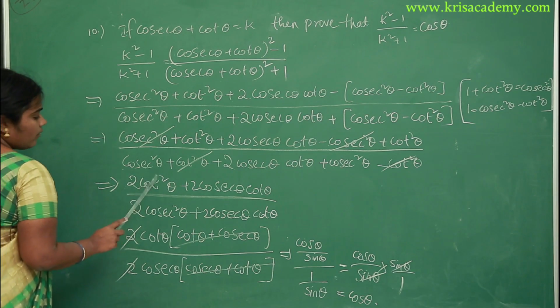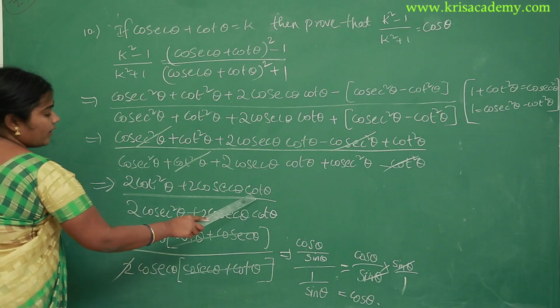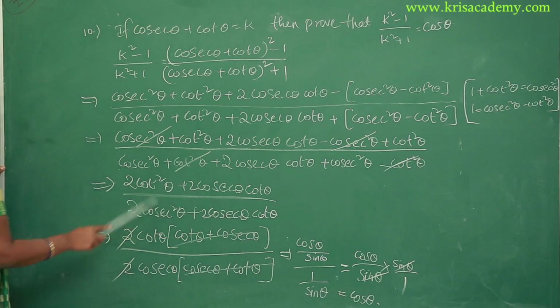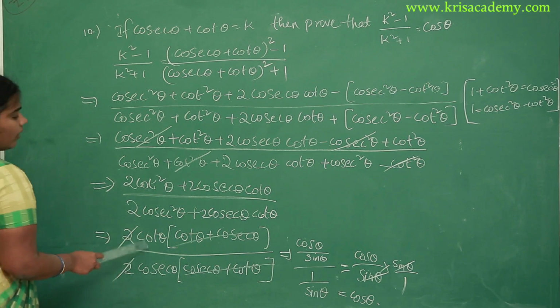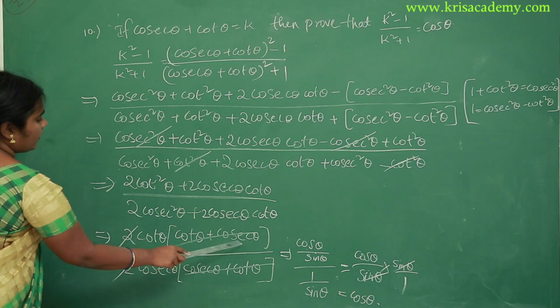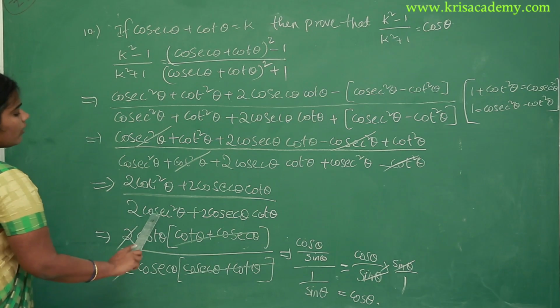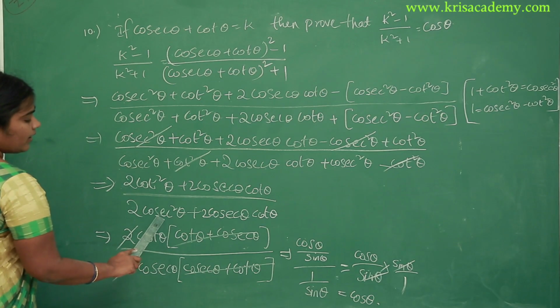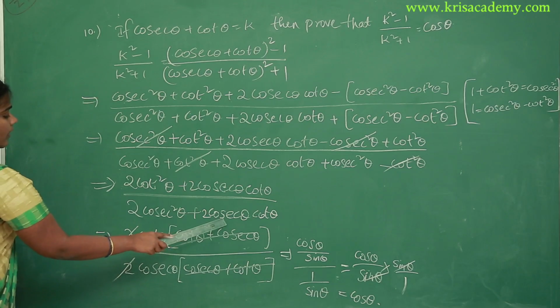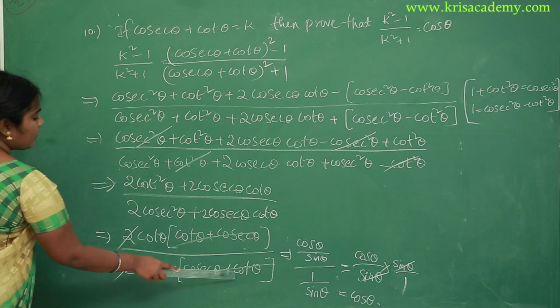Now carefully observe cot square theta. Here cot is present 2 times, here cot is present 1 time. So minimum 1 time is there, so we have written it outside 1 time. Inside it is cot theta, and what is the balance term? Cosecant theta. This is your numerator. Denominator, already 2 we have written. Now cosecant square theta: cosecant is present 2 times, here 1 time. So write 1 time common outside. So here cosecant theta plus cot theta.